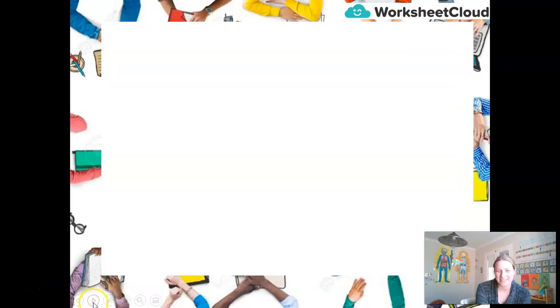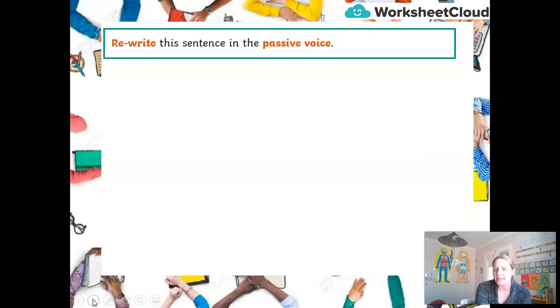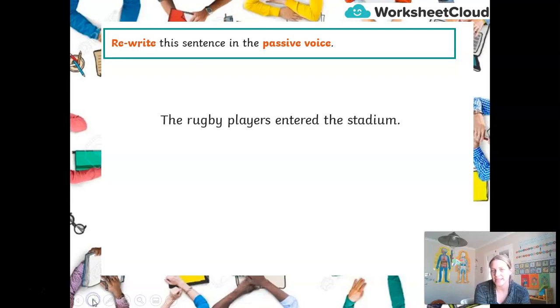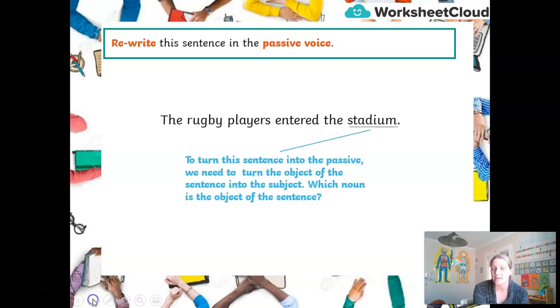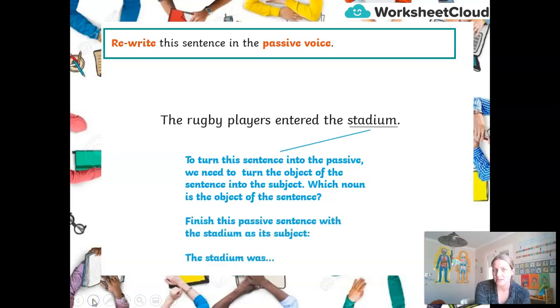Okay, my mouse to work. There we go. Rewrite this sentence in passive voice. The rugby players entered the stadium. Now earlier when we had that example with Susan throwing the ball, I had reminded you that every English sentence has a subject, a verb and an object, but the order of those things determines whether they're active or passive voice. So to turn this sentence into passive voice, I need to put the object before the subject. So I could start with the stadium, that was the object, the stadium was.